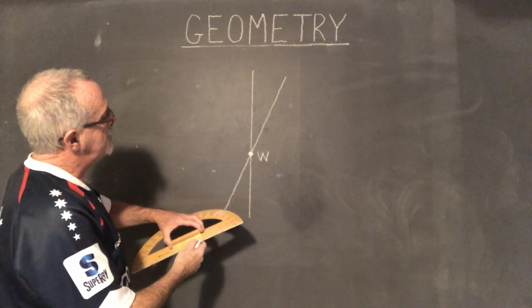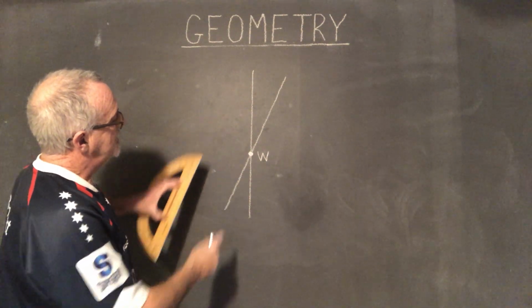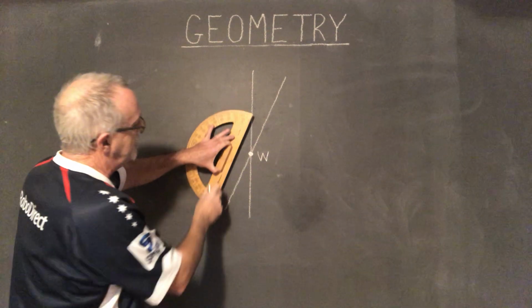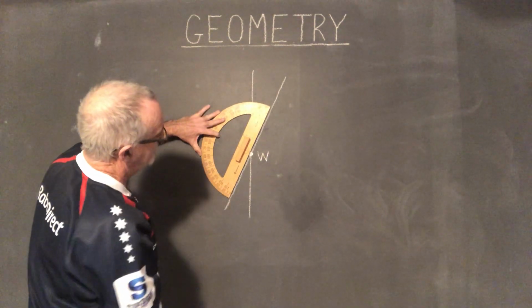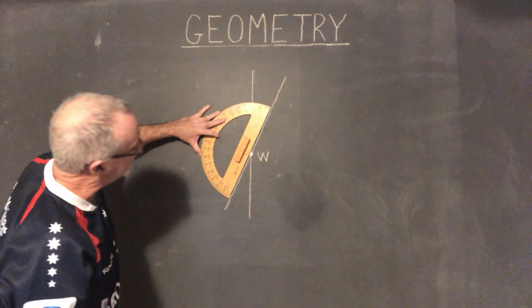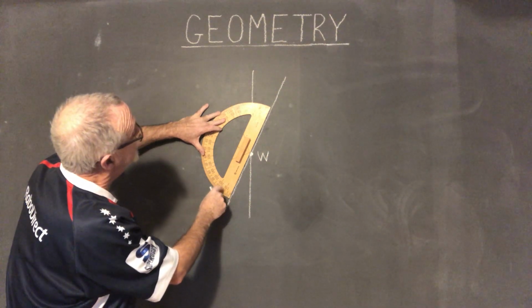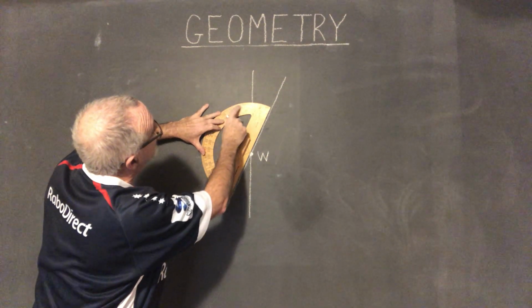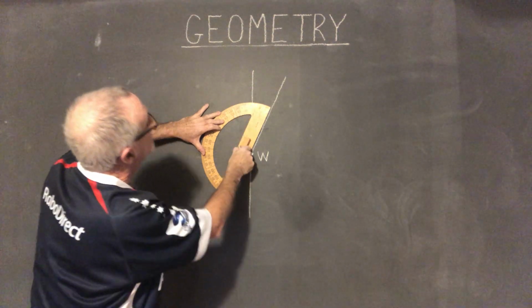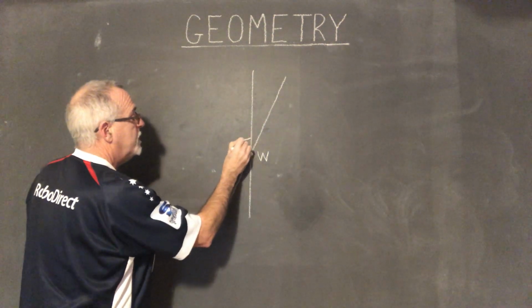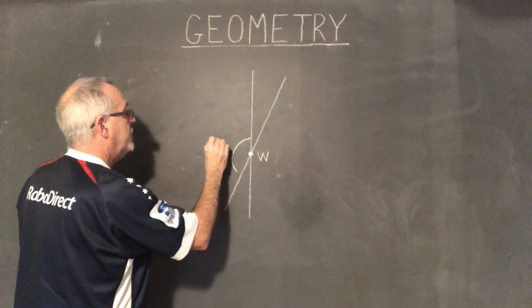I'll measure this great big obtuse angle here. So, get my 0 dot on my vertex, get my baseline on the line, counting up from 0, that is quite a big angle. It's going all the way up to 157 degrees. Whew. 157 degrees.